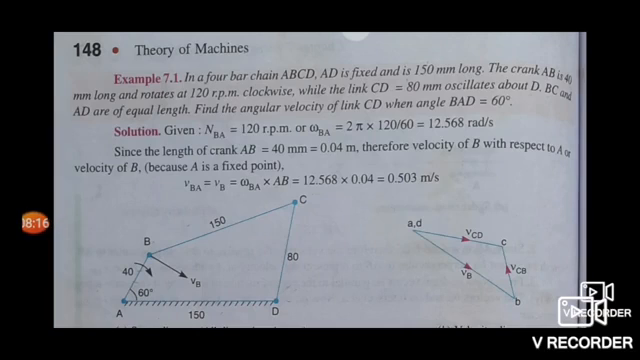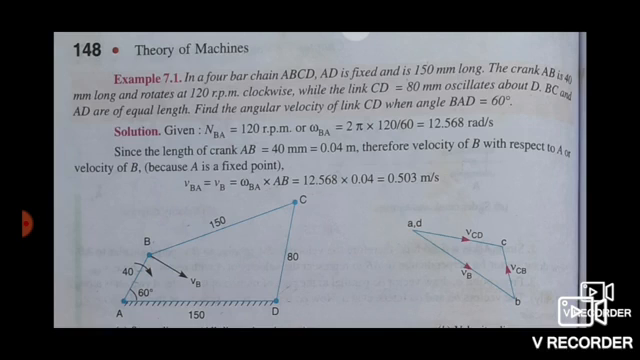आइए हम लोग एक एग्जांपल बनाते हैं. In a 4 bar chain ABCD, ये ABCD 4 बार चेन है. AD is fixed and is 150 mm long. AD यहाँ पर फिक्स रखा हुआ है बेस वाला और 150 mm लॉन्ग है. The crank AB is 40 mm long and rotates at 120 RPM clockwise. AB सबसे छोटा है 40 mm का और वो घूम रहा है, ठीक है, क्रैंक है 120 RPM क्लॉकवाइज में.